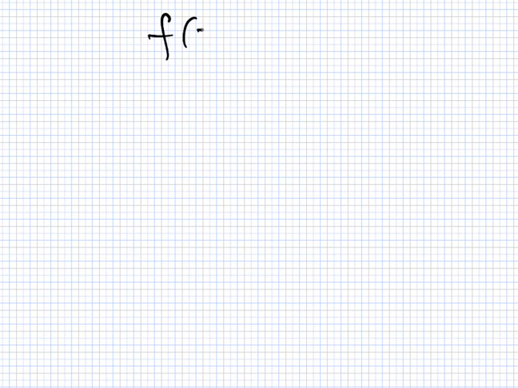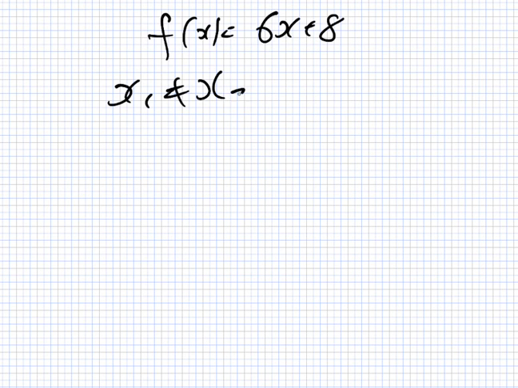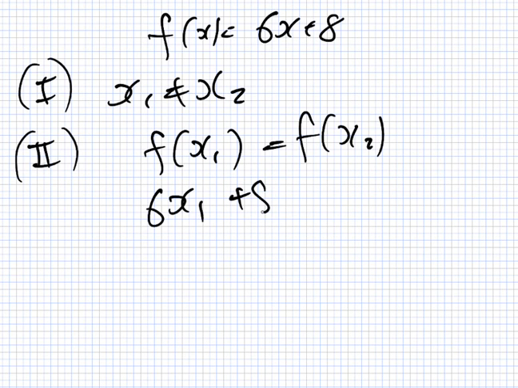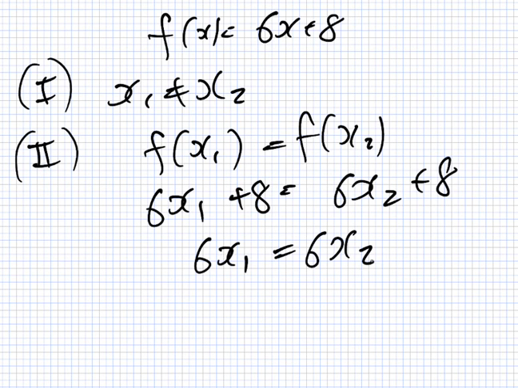So we have f(x) equals 6x plus 8. x1 does not equal x2. Let's see if I can solve this. So this is step 1, this is step 2. So I have 6x1 plus 8 equals 6x2 plus 8. That means 6x1 must equal 6x2. That means x1 must equal x2. Can you give me a number so that x1 equals x2 and x1 does not equal x2?